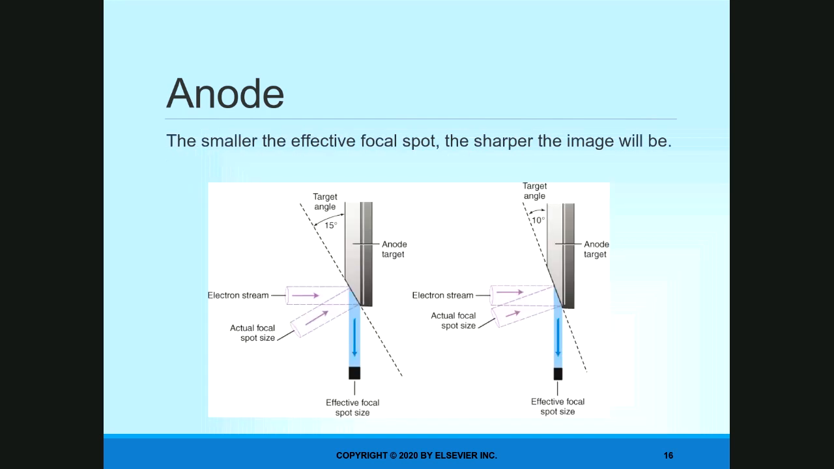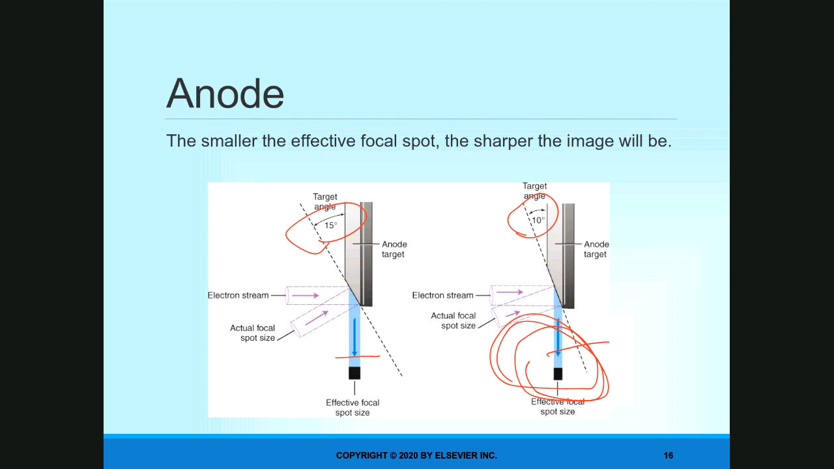So this is only a 10-degree target angle. This is a 15-degree target angle. And look at the width of the blue. When we have a 10-degree target angle, it's much more narrow from side to side versus the 15-degree. So when you have a 12-degree target angle, you're still getting a relatively small effective focal spot size, which means we're getting much better resolution for our image.